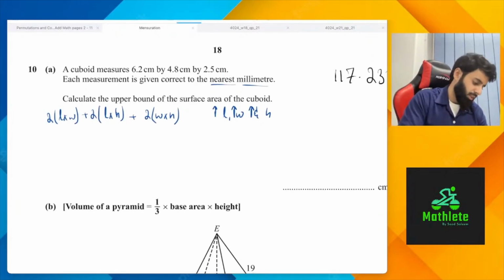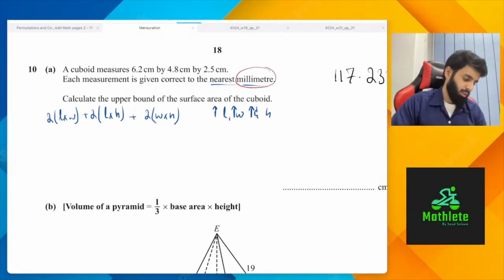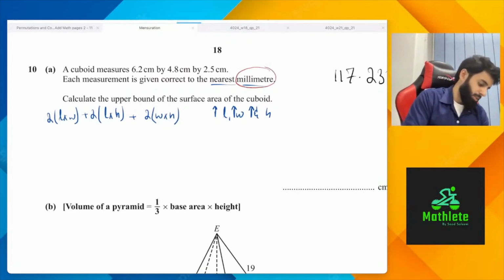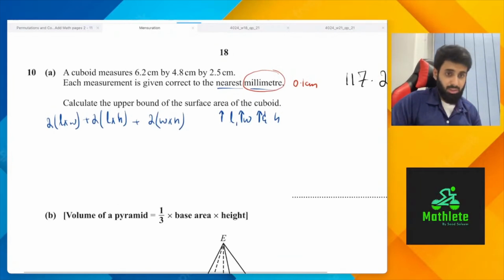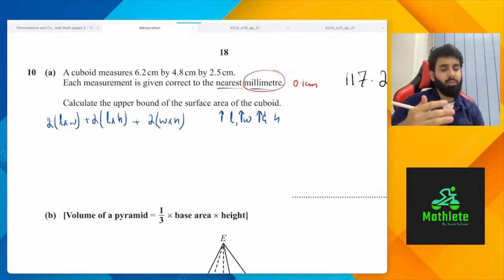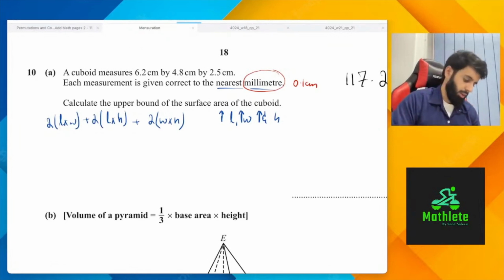You always look at what the length is given to you. Since it's given to you correct to the nearest millimeter, nearest millimeter means it's 0.1 centimeters. If it's open, then the length into width, we're not going to multiply that by 2, because the reason why we do it by 2 is because we're considering the base and the top. Okay, so here's what we have.